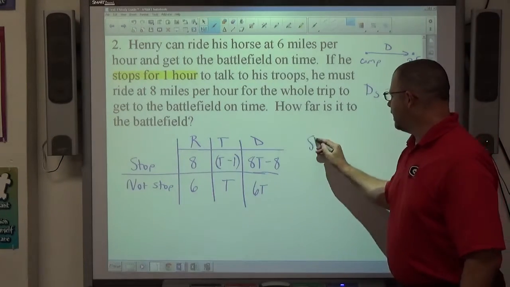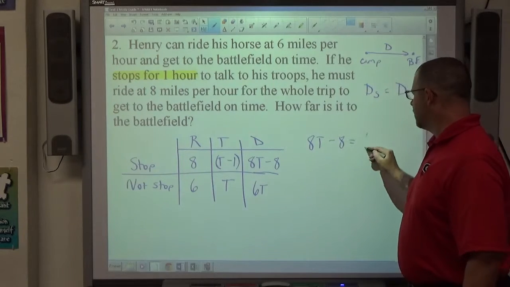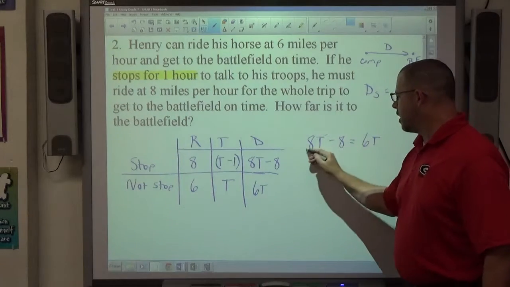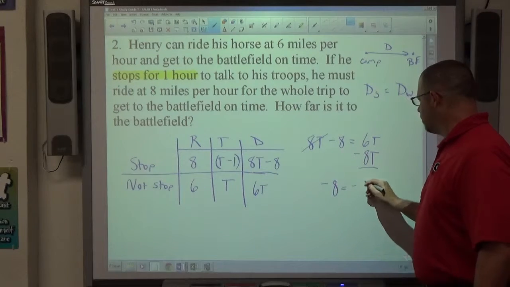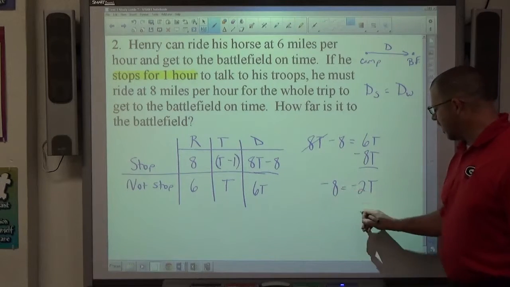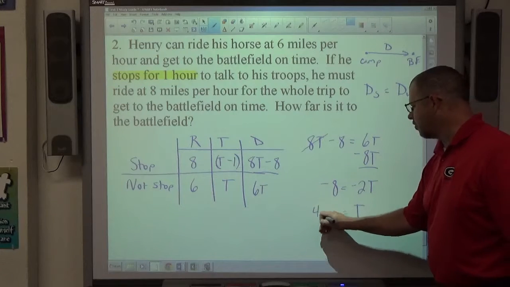So I know that 8t minus 8 equals 6t. Easiest way would probably move the 8t to this side. It gets me negative 8 equals negative 2t. We divide both sides by negative 2, it gets t equals 4 hours.